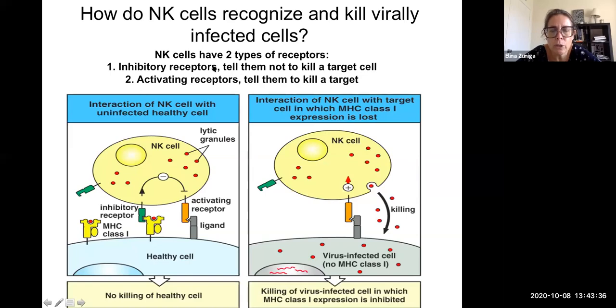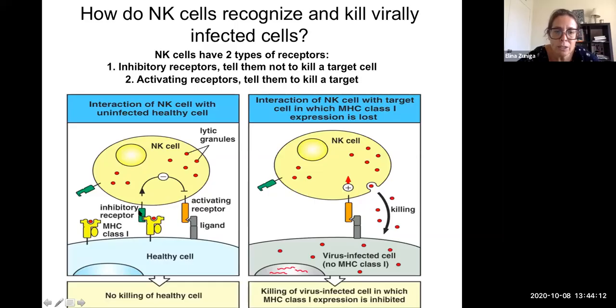One is the inhibitory receptors that tell NK cells not to kill a target cell. An example is this inhibitory receptor that recognizes molecules present in all nucleated cells, called MHC class 1 molecules. Now this name doesn't make any sense, but when we study adaptive immunity, these are essential molecules for T cells to recognize antigens. So just hold on to this name, okay?